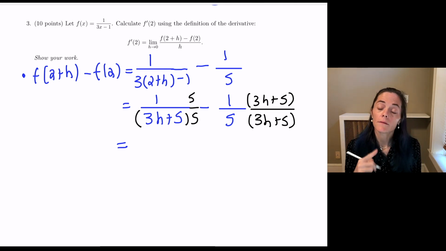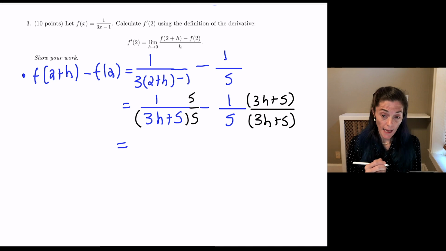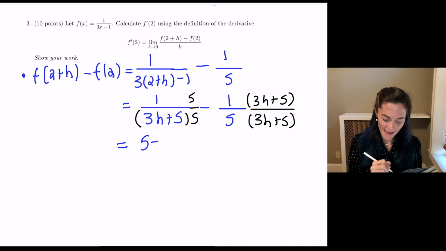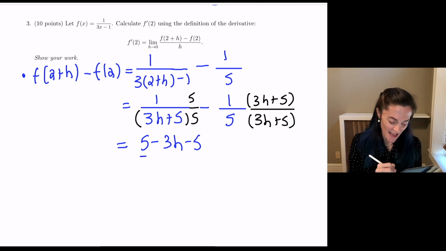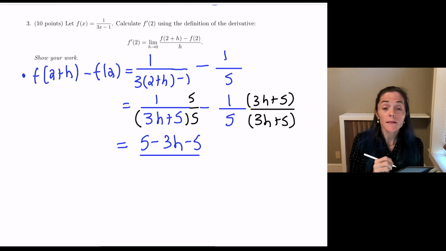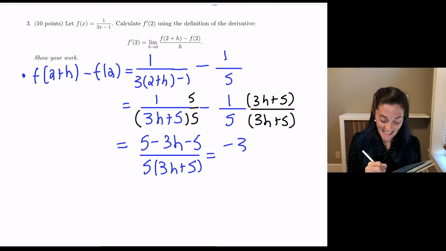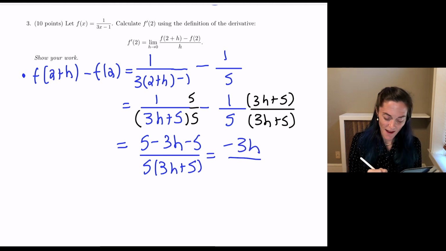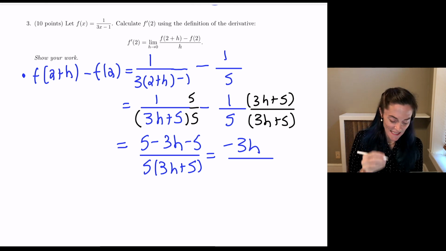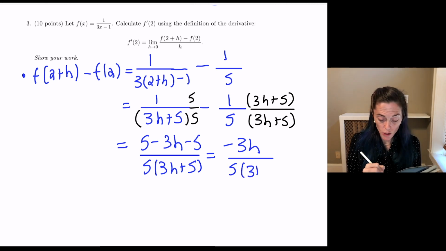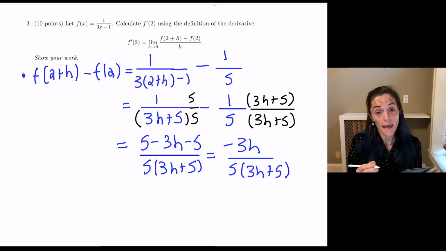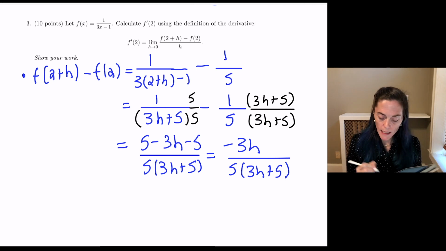You notice when I add these two fractions, I get 5 minus 3h minus 5. I have distributed this negative across the parentheses and then divided by my denominator. I will just leave as a product. It is 5 times 3h plus 5. This is negative 3h over this denominator. Well, this is h times something. So I'm ready to divide by h, and then we can take a limit as h approaches 0.